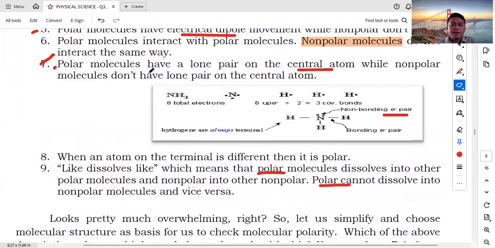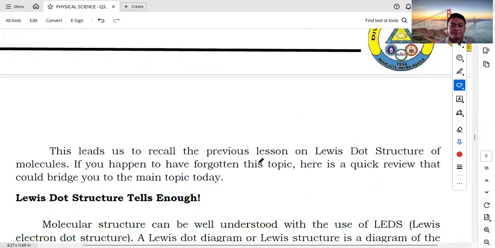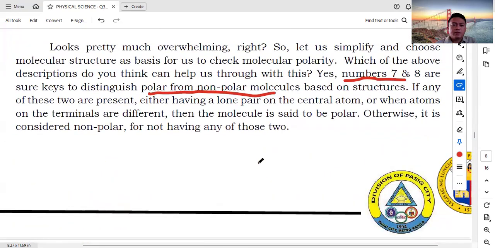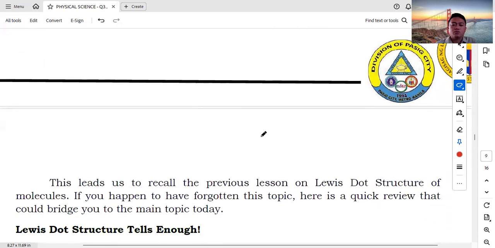So number 7, pag lone pairs, it's polar. And kung ang atom ko na in the terminal is different, that is still polar. So now, if any of these two are present, either having lone pair on the central atom or when atoms on the terminals are different, then the molecule is said to be polar. Otherwise, it is considered non-polar for not having any of those two.